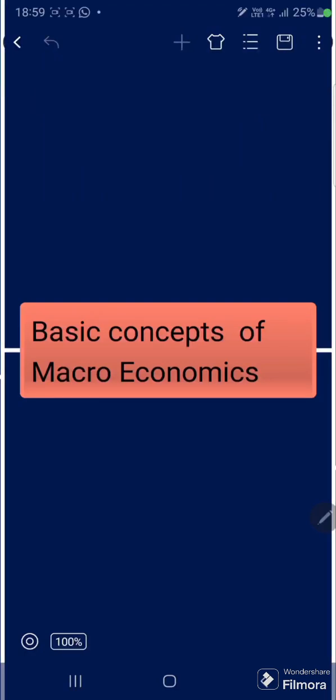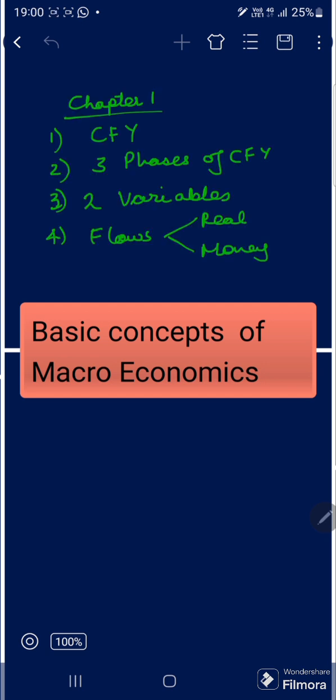So today we are moving to chapter number 2 of macroeconomics, which is titled Basic Concepts of Macroeconomics. Before we go into the content of this lesson, let's take a quick recap of what we did in chapter number 1. In chapter number 1, we studied the circular flow of income.